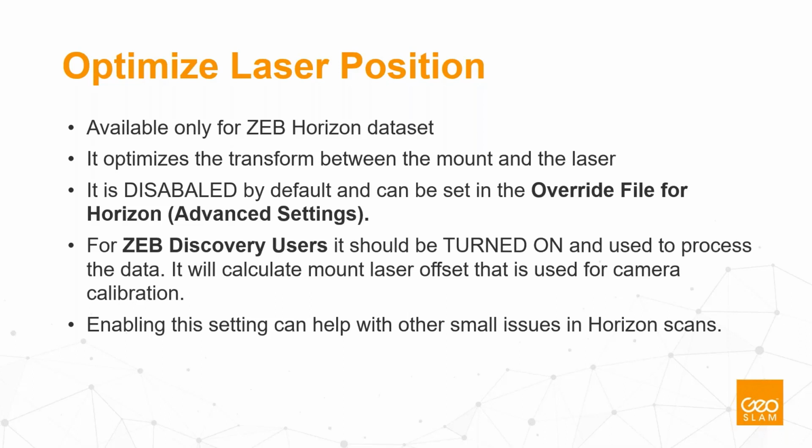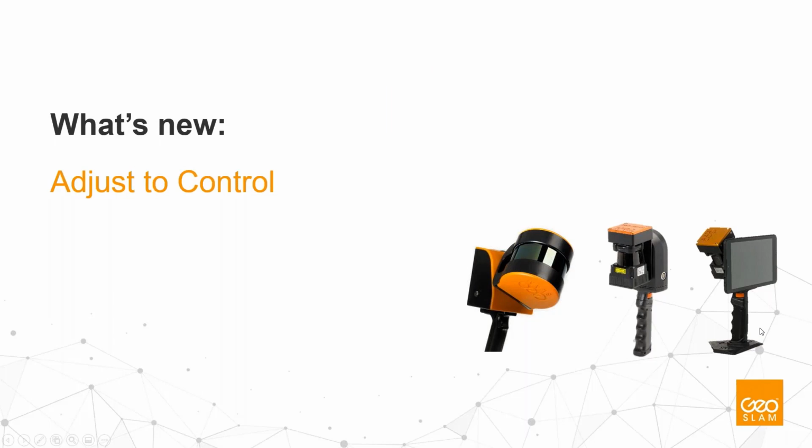Specifically for ZEB Discovery users, it is very recommended to have it on, and it will help to have better camera calibration with the point cloud. It can also help in some instances of issues with the Horizon data set as well. So definitely a useful parameter to know of. So this was really quite a short introduction of those main things that have been added to GeoSLAM Hub 6.1.